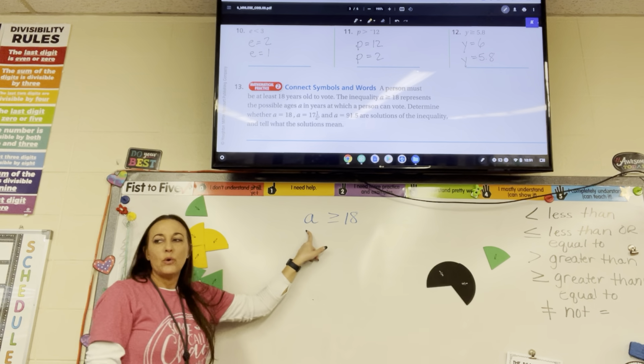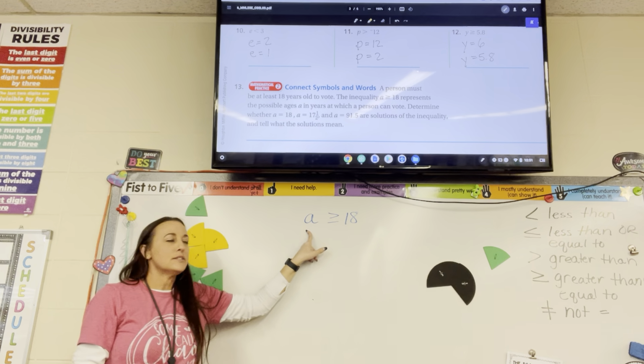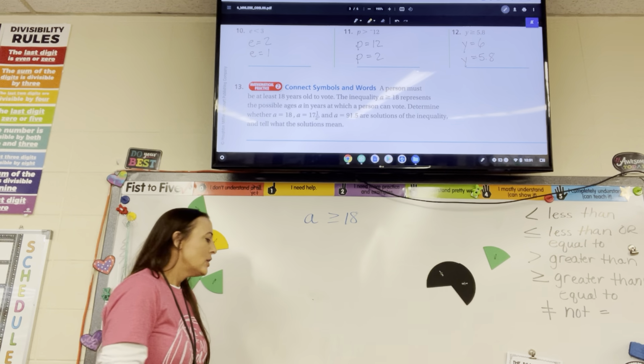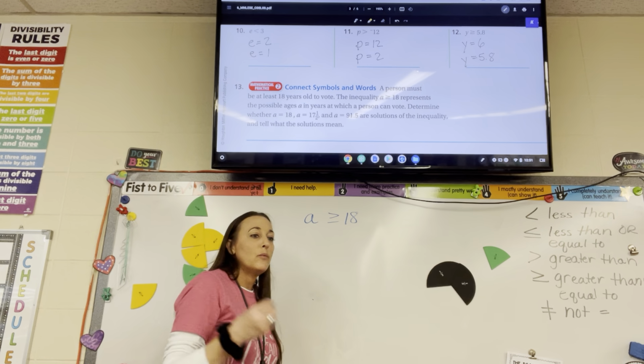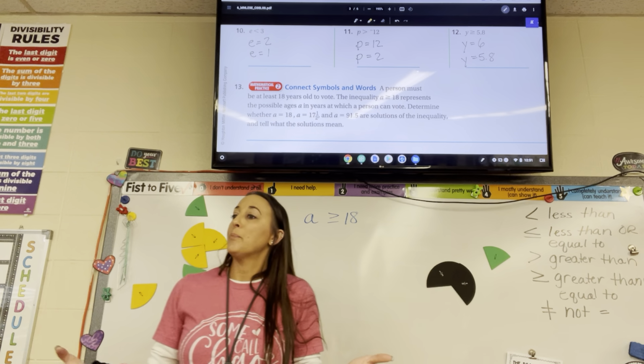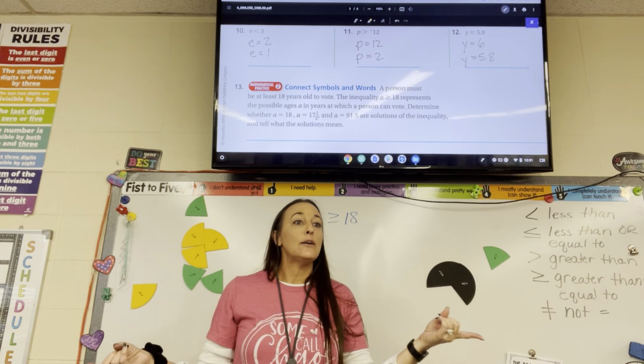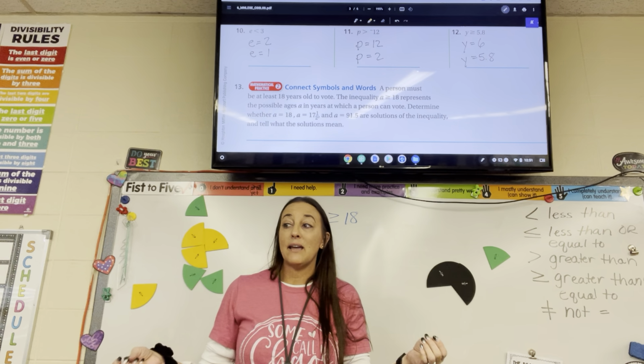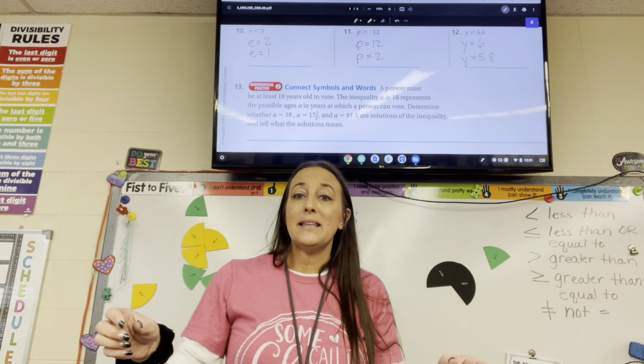Would 18 work? Yes. Would 17 and a half work? No. Would 91.5 work? Yes. So what that solution means is a person who is 18 or 91 and a half can vote. A person who is 17 and a half can't vote. Your assignment's going to be the even problems on the last page.